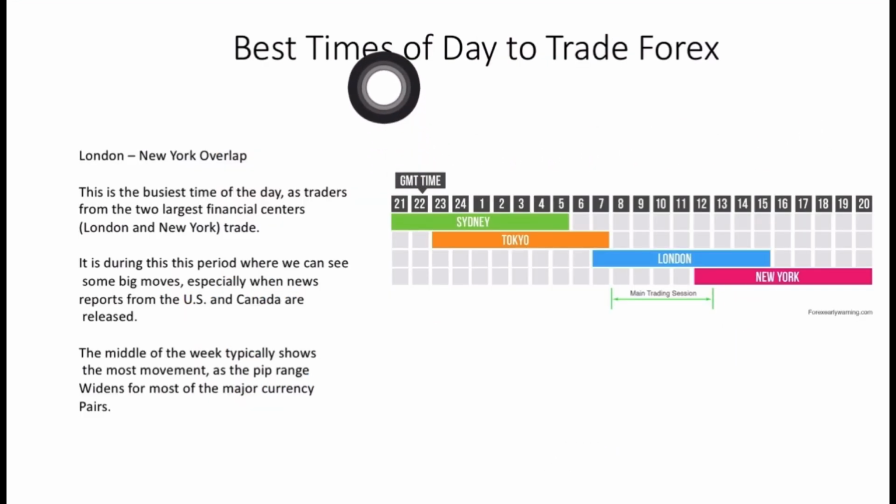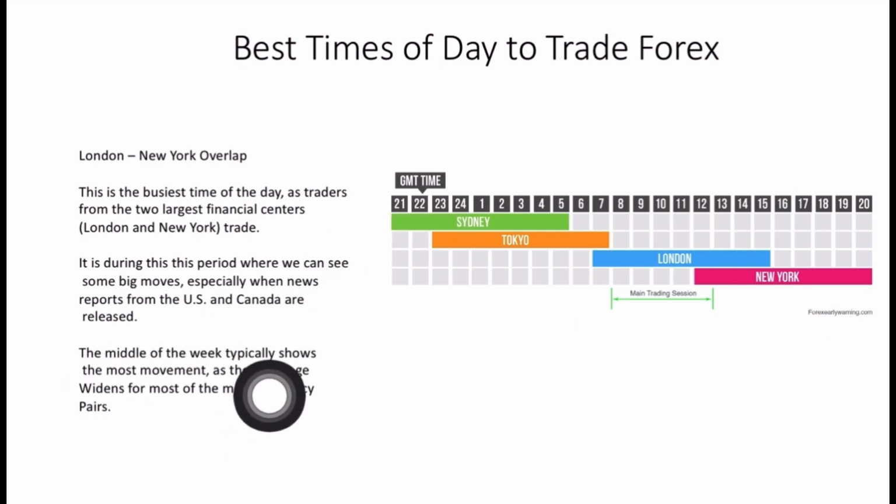So, the best times to trade Forex. We have the London and New York overlap. This is the busiest time of the day, as traders from the two largest financial centers, London and New York, trade. It is during this period that we can see some big moves, especially when news reports from the US and Canada are released.